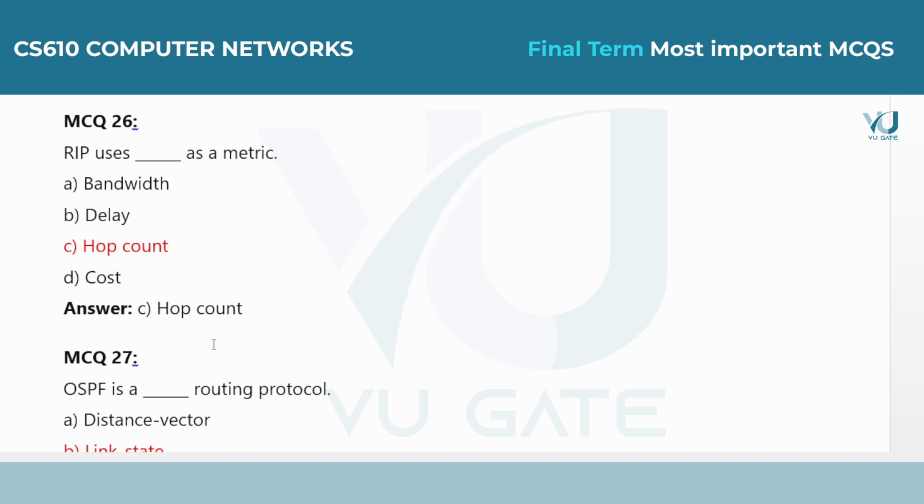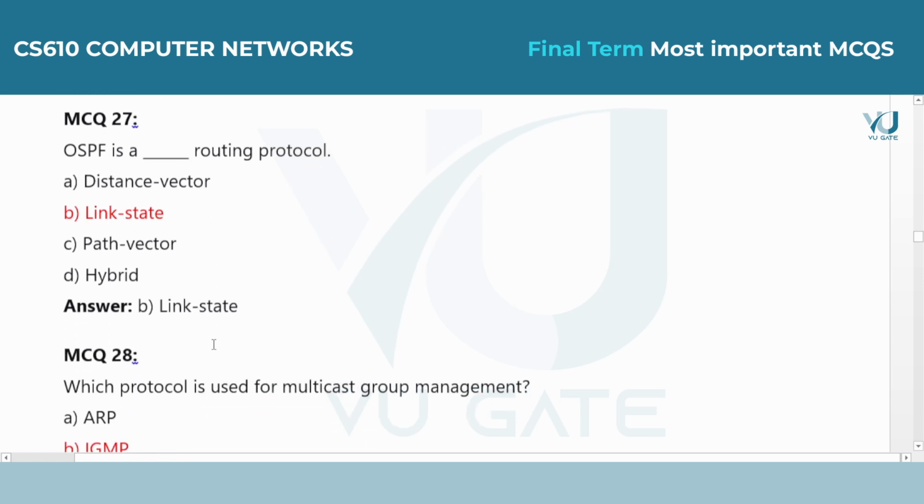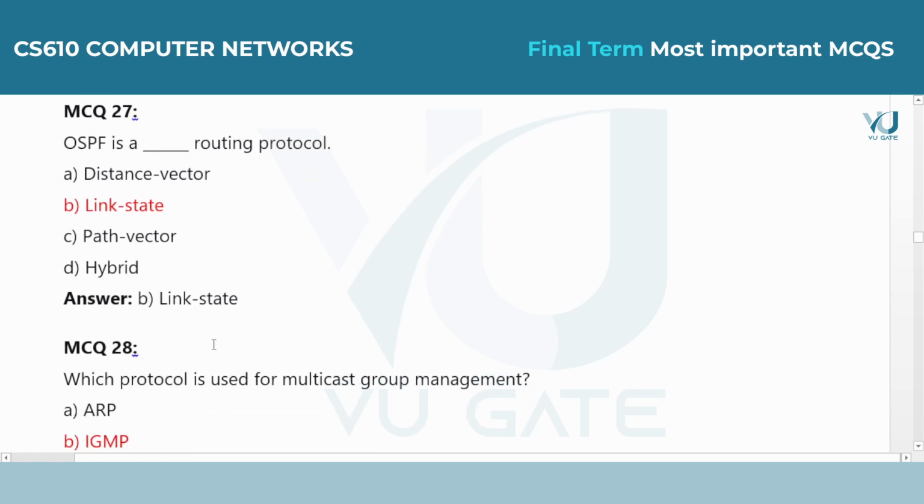Routing Information Protocol, RIP, simply chooses the shortest path based on the total number of router hops a packet must pass through. MCQ 27. OSPF is a routing protocol. Answer: B. Link state concept. Open Shortest Path First, OSPF, builds a complete map of the network topology and calculates the fastest path based on link status and cost.